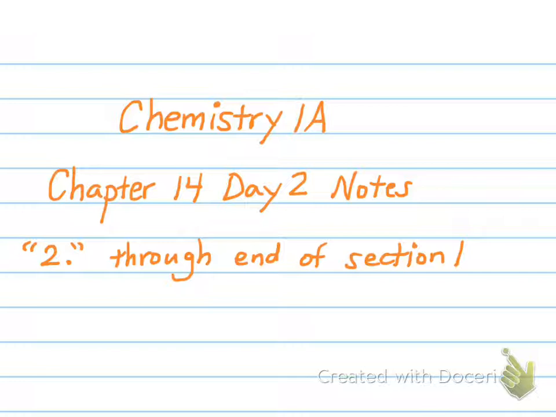We're going to be starting at number 2, and we're going to go through the end of Chapter 14, Section 1. So remember that yesterday we talked about the noble gases, and the characteristic that was true of the noble gases is that their highest occupied energy level, S and P sublevels, were completely full of electrons, which is what makes them particularly stable, and they typically don't form compounds and get involved in chemical reactions.